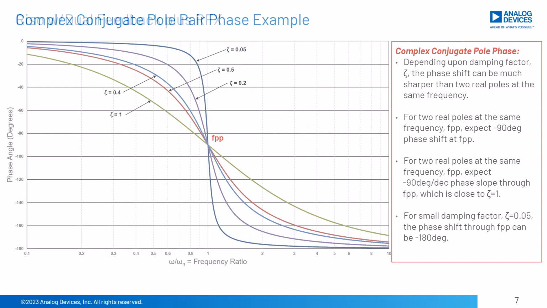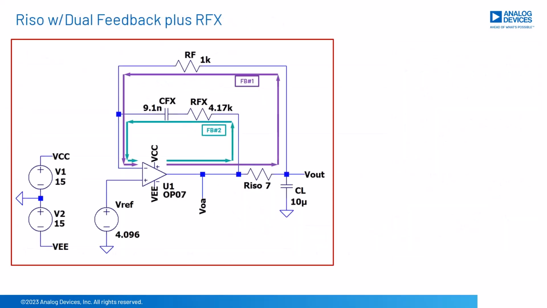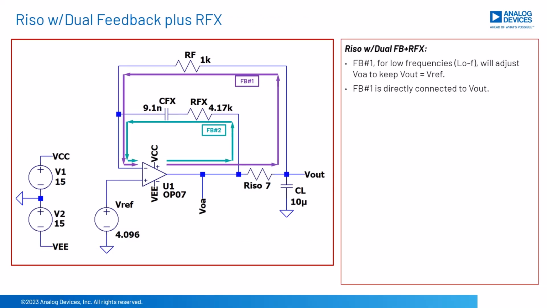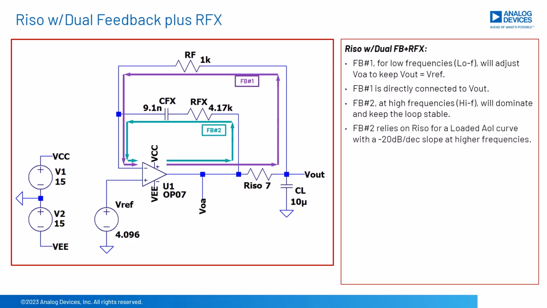0.05. The Riso with dual feedback plus RFX approach is shown here to have two feedback paths. FB number 1 is the low-frequency feedback path that ensures an accurate Vref voltage at Vout, since Vout is the point of feedback for FB number 1. FB number 2 is the high-frequency feedback path that ensures the op-amp remains stable with the capacitive load CL. FB number 2 relies on ZO or Riso and CL creating a loaded AOL that has a minus 20 dB per decade slope through 0 dB.